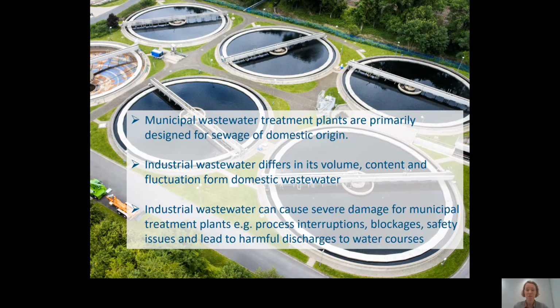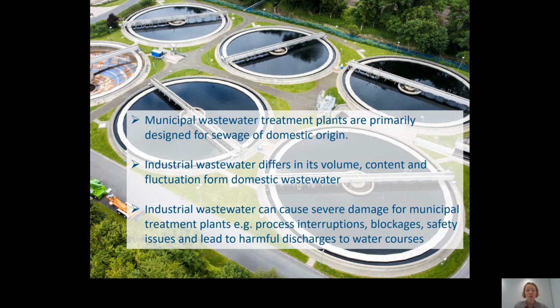Why is industrial wastewater discharged to municipal networks interesting? Municipal wastewater treatment plants were often primarily designed to treat wastewater of domestic origin. Industrial wastewater differs from domestic wastewater in many ways, for instance, due to factors such as high solids content, hazardous and dangerous substances, and higher and fluctuating volumes due to, for instance, industrial processes or accidental leaks. These kinds of factors can be very challenging for municipal wastewater treatment plants.